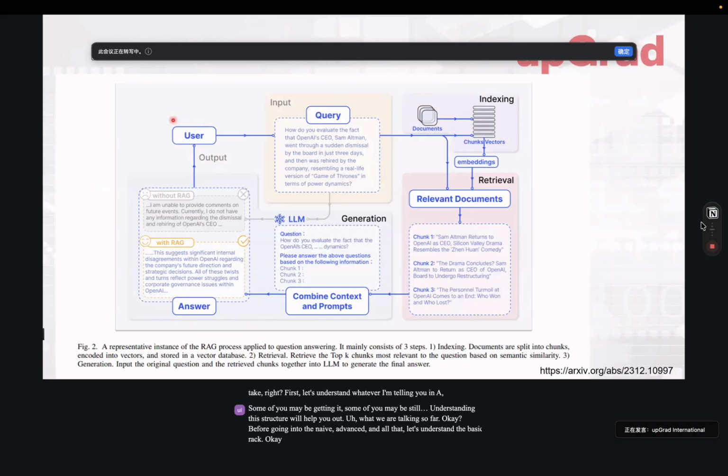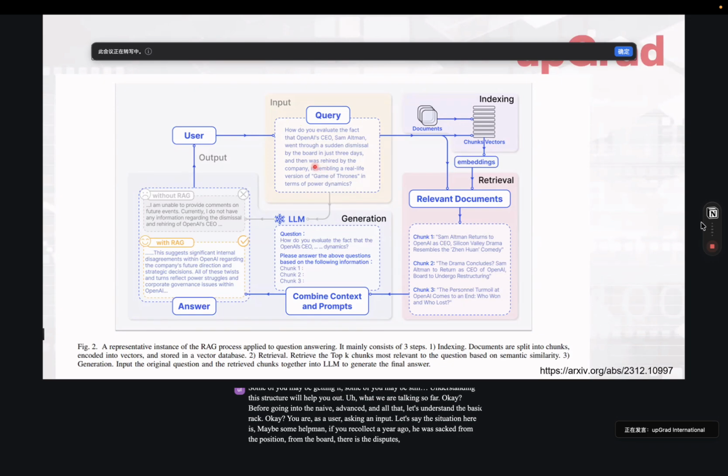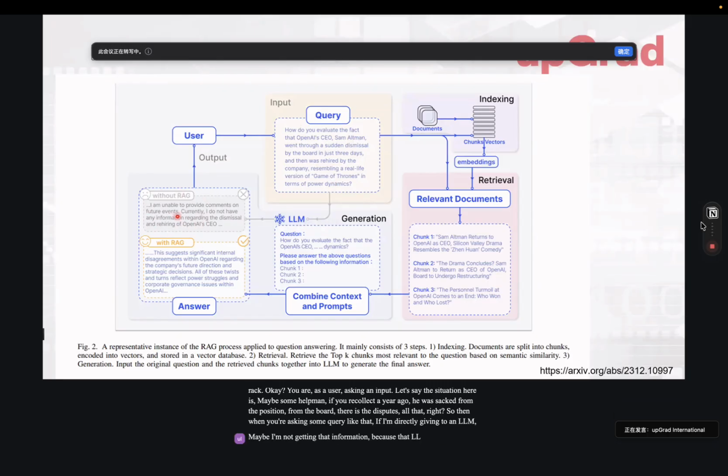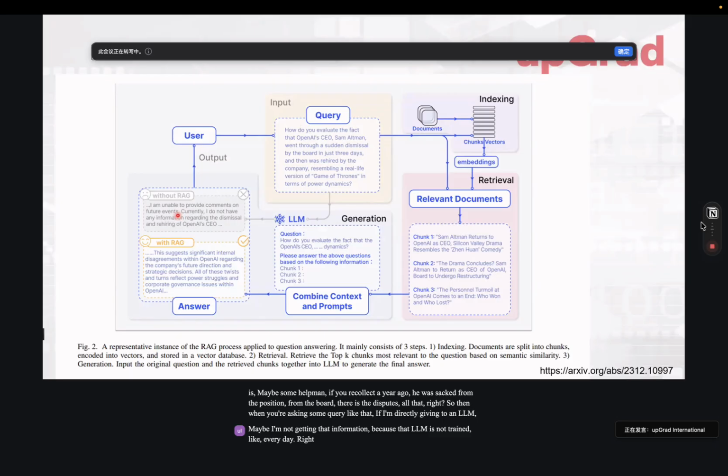You, as a user, are asking an input. Let's say the situation here is Sam Altman, if you recollect, a year ago he was sacked from his position on the board, with the disputes and all that. When you're asking a query like that and I'm giving it directly to an LLM, maybe I'm not getting that information, because the LLM is not trained every day. It is unable to comment on recent events. But you need to have something to remember.